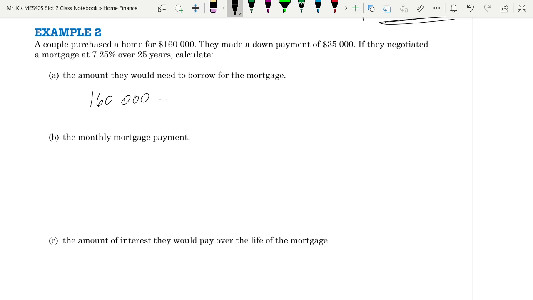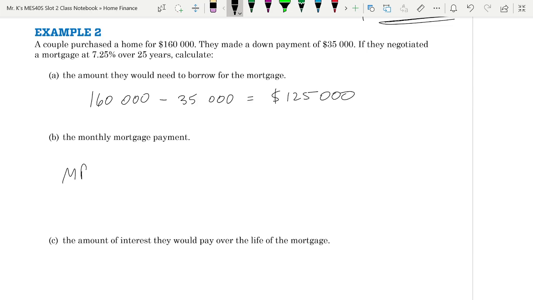talked about in that first video, like closing costs and legal fees and land transfer fees, are all built into this number. Later in the chapter, we'll start looking at how we calculate those things individually. But for right now, we'll keep it simple. The total price, including everything, is $160,000. They made a down payment of $35,000, so let's take away $35,000, and that's $125,000 that they're going to have to borrow from their bank or their credit union or their lender.